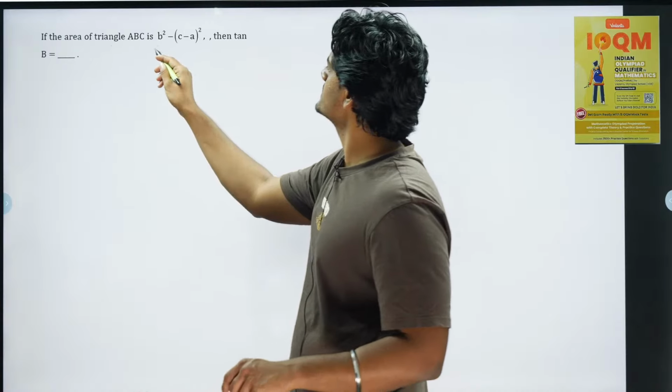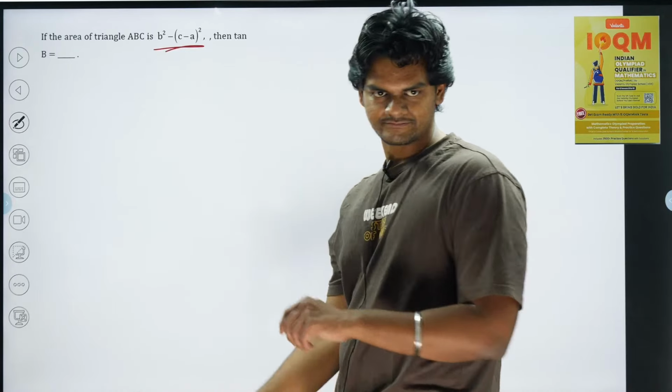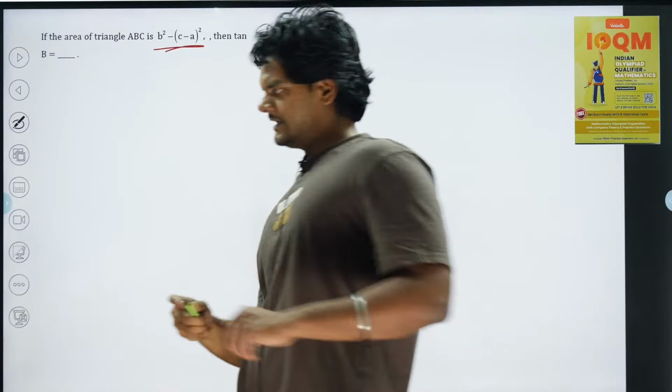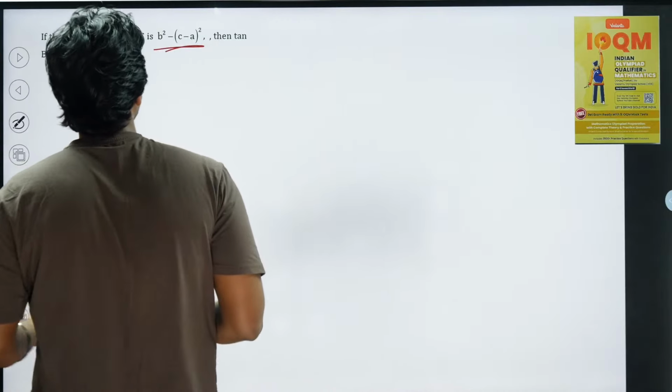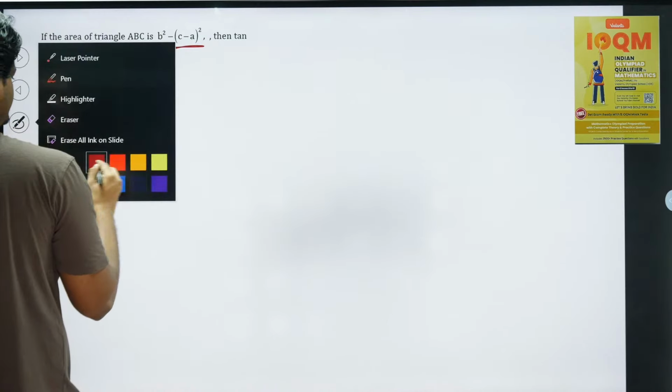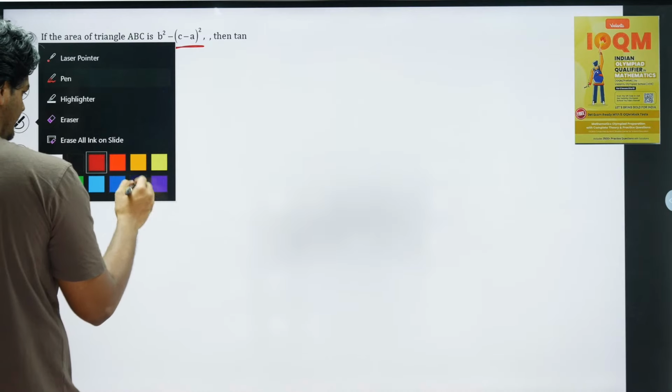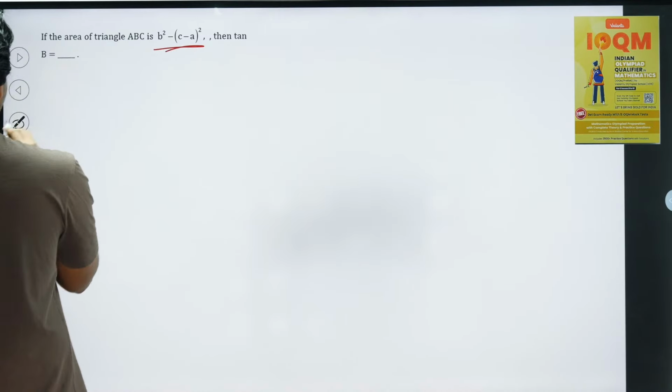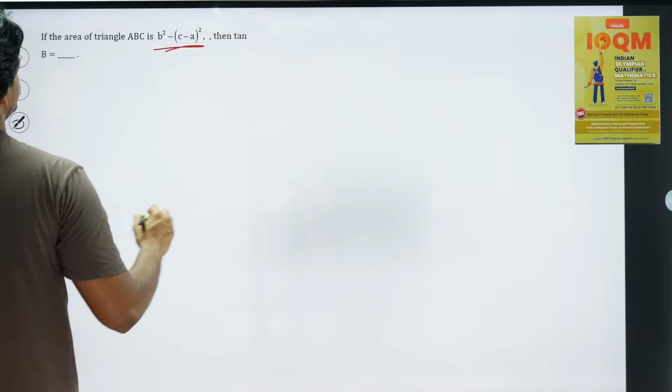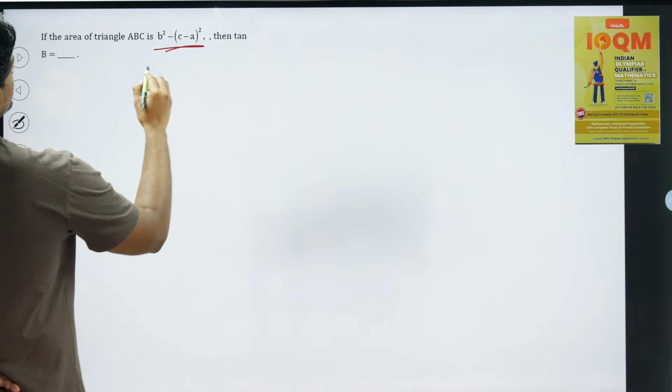Area of a triangle is this. Please comment something. Please be active in the chat so that I am enthused about talking to you guys.